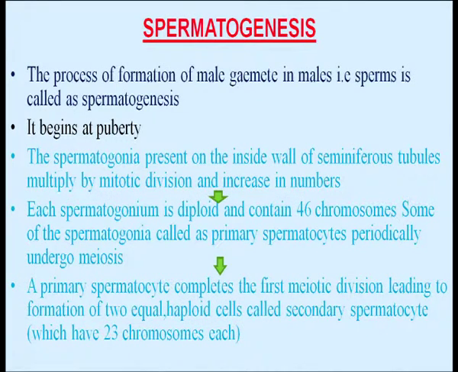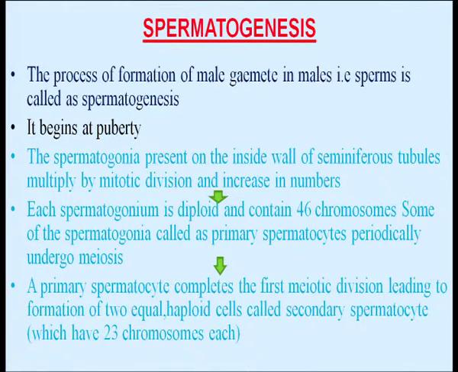Now, what is spermatogenesis? The process of formation of male gametes, that is sperms, is called spermatogenesis. It begins at puberty. The spermatogonia present on the inside wall of the seminiferous tubules multiply by mitotic division and increase in number. Each spermatogonium is diploid and contains 46 chromosomes. Some of the spermatogonia become primary spermatocytes, which periodically undergo meiosis, and meiosis is reductional division.